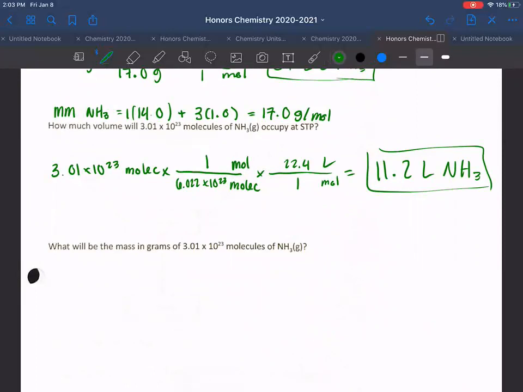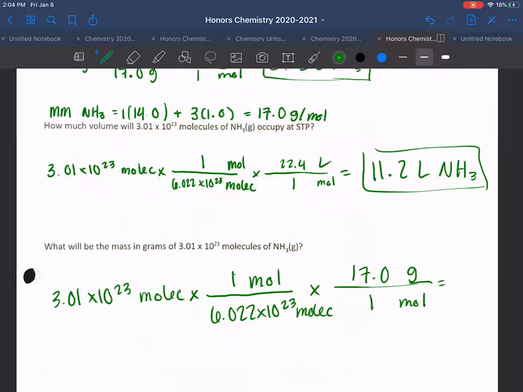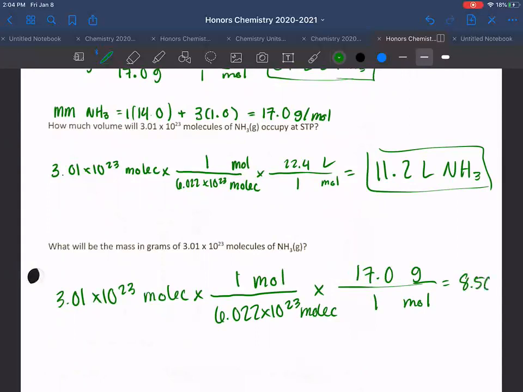All right, and lastly, one more. We are going to start with 3.01 times 10 to the 23rd molecules again. This time we're going to convert to grams at the end instead of volume. And so we're again using Avogadro's number to convert to moles. But then we are going from moles to grams, and we already calculated ammonia's molar mass up above. So I'm just going to use that again. And that gives us 8.50 grams.